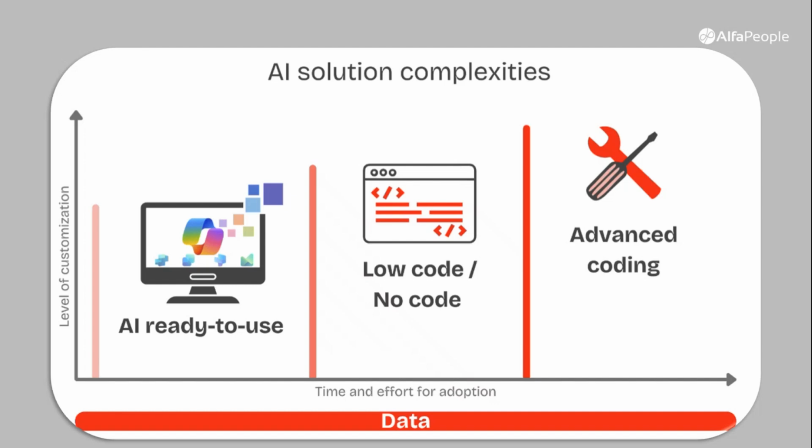Right away, in AlfaPeople, we are defining AI solutions based on their complexities. So as we see the level of customization needed and possible and the time and effort required for the adoption and implementation of solutions, we have defined 3 pillars for AI solutions in Microsoft. First of all, we have the pillar ready to use AI, then the low-code, no-code area, and advanced coding.